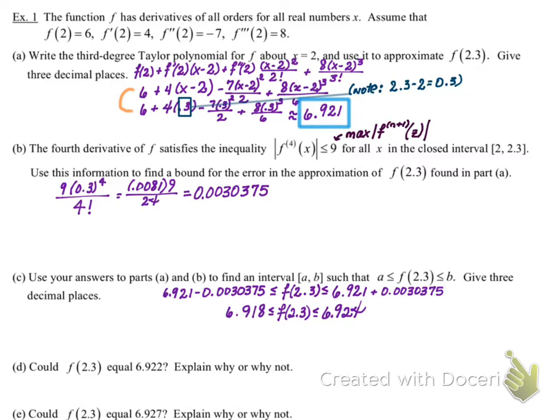So then we come down to our next question. I'm sorry, that was a little bit of a jarring transition, wasn't it? So could it possibly equal 6.922? Well, yes, it could be, because 6.922 is in that interval specified in C. Now, it cannot be 6.927 because that is larger than the upper bound.